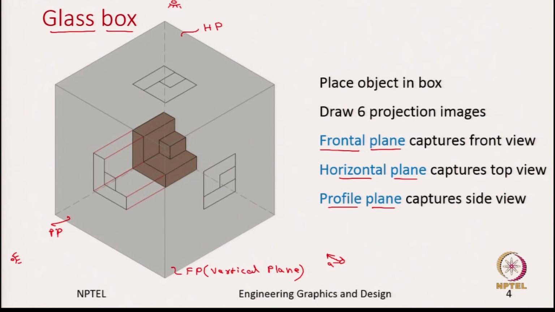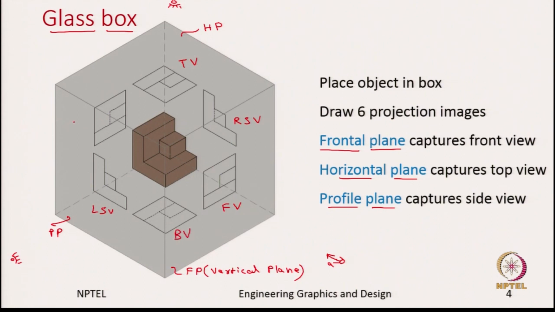So, we are done with 3 important views, which are the front view, top view and the side view. Similarly, you can do for the rest of the views, which are the right side view, bottom view and rear view. Let me write down on this picture itself what they are. This we call the front view, top view, left side view, right side view, bottom view and the rear view. So, using this box, we are able to capture the 6 different views.